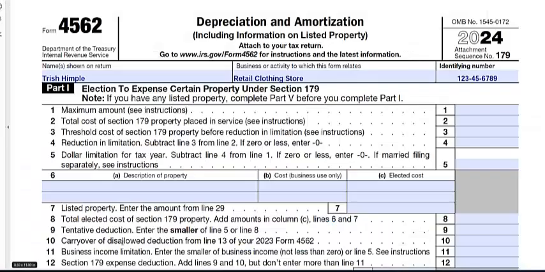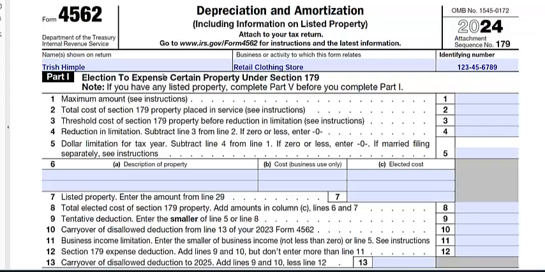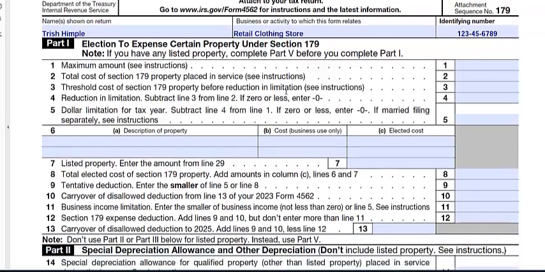Now we'll use the information from our spreadsheet to complete Form 4562. This is the form where we show the details for the depreciation. Now Part 1 is for Section 179 deductions. We did not have any Section 179 deductions, so we're going to skip that. If we did, we would list the property here and then how much we elect to deduct and then total that and then bring the total down to line 12.